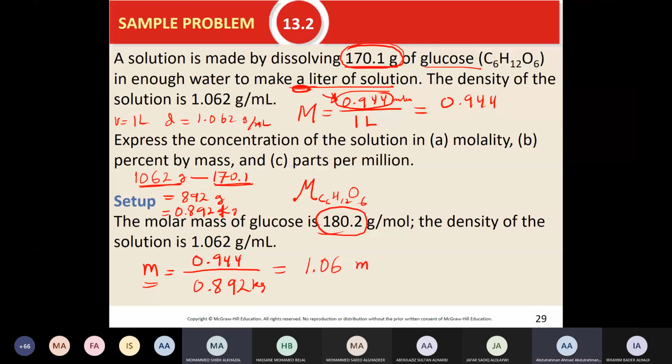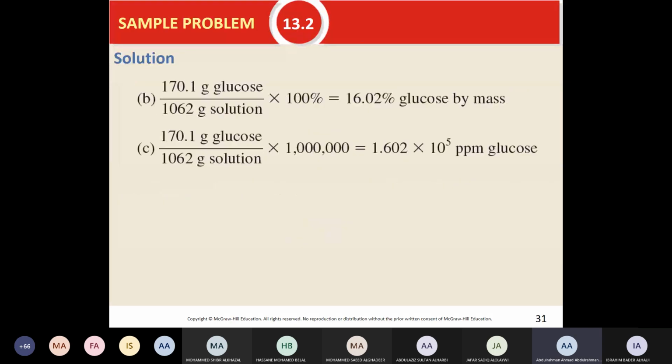And look at the unit here. What did I put? Small m. Moles per kilogram. Big M means moles per liter, while here small m means moles per kilogram. Is this clear? Okay, very good.